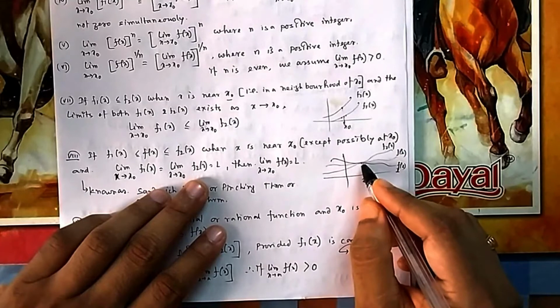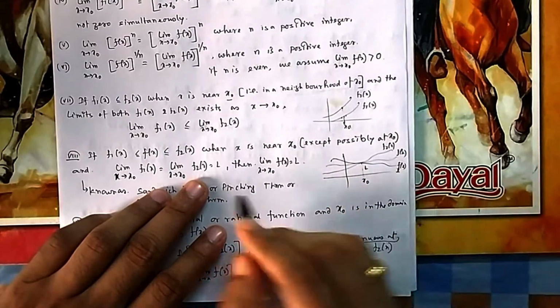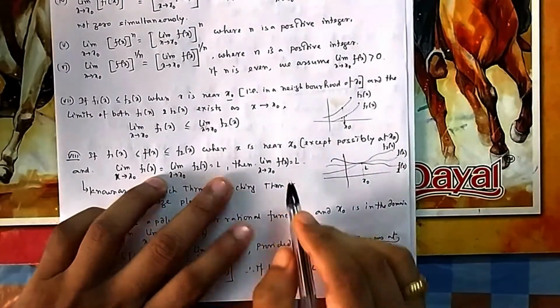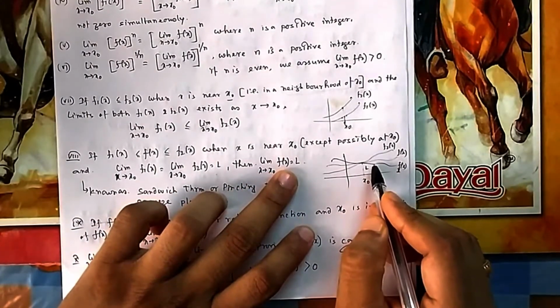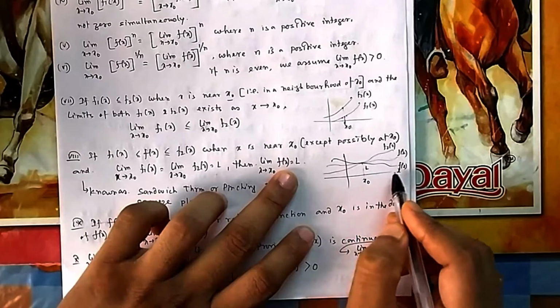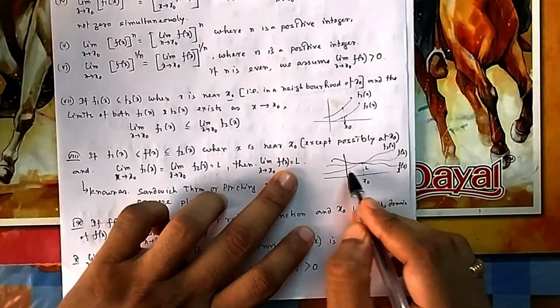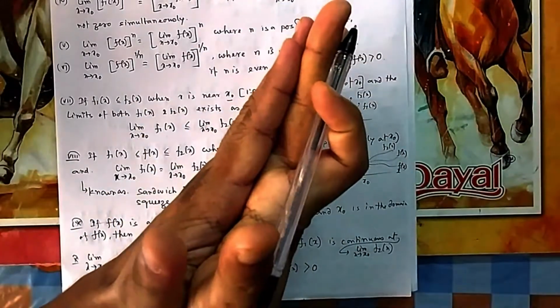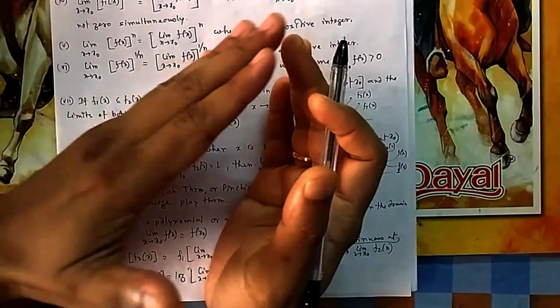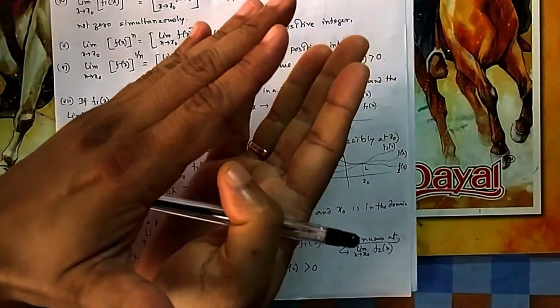For f2 also it will be L, because they are touching each other, so both these are same. Then fx should also be L, because fx is in between these two. So if the upper one is giving L and the lower one is also giving L, then the middle one should also give L, because it is sandwiched between these two. The thing that is inside should also give me L.